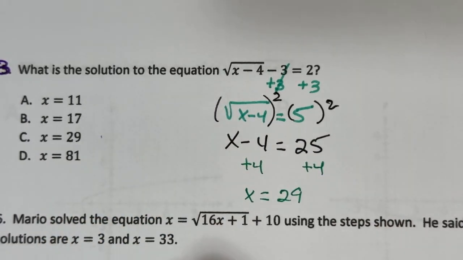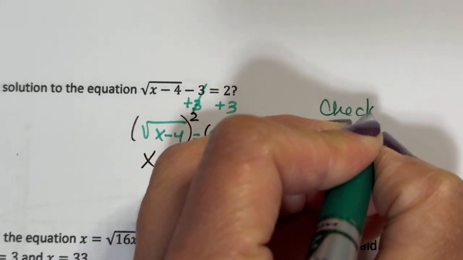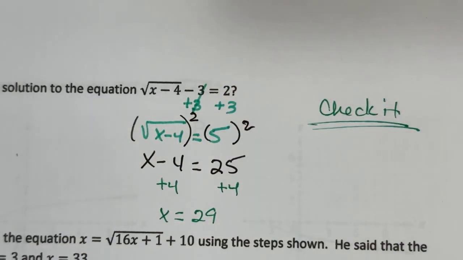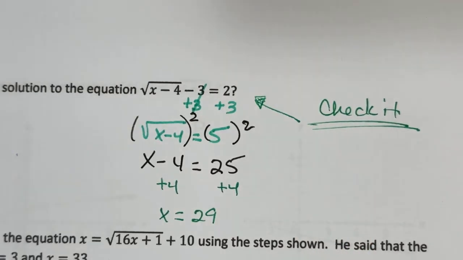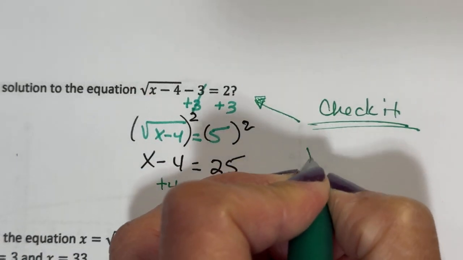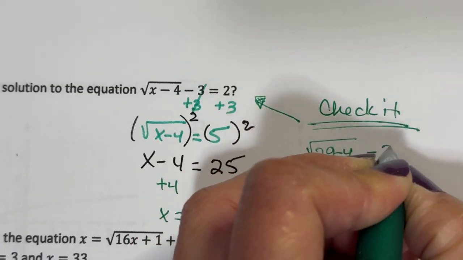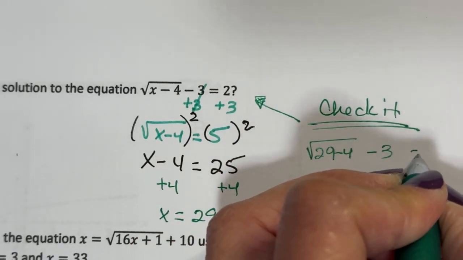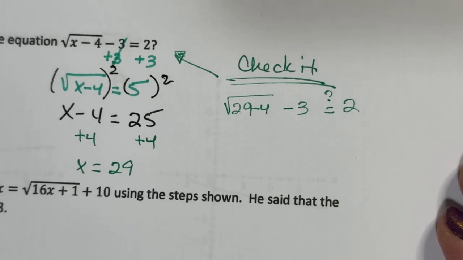But remember, one of the steps you had to do in that CFA is you need to check it. Okay? When you check it, you always plug it back into the original. So we're going to replace the x in the original equation with a 29 and see if it works. So square root of 29 minus 4 minus 3 on the outside of that radical. Is it going to equal 2? And we need to test this out.